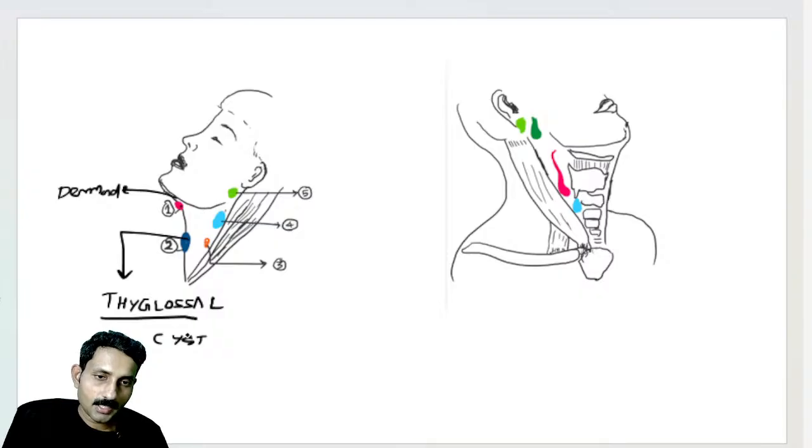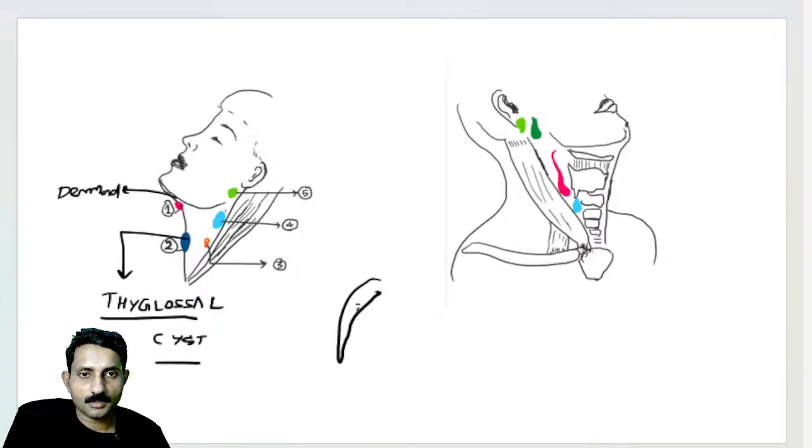The thyroglossal duct will persist. The thyroglossal duct is persisting, and now fluid is getting collected. It is forming a cyst. That is called thyroglossal cyst. Okay. Now, what is the characteristic feature of this thyroglossal cyst? You will learn in surgery. This cyst will move with deglutition.